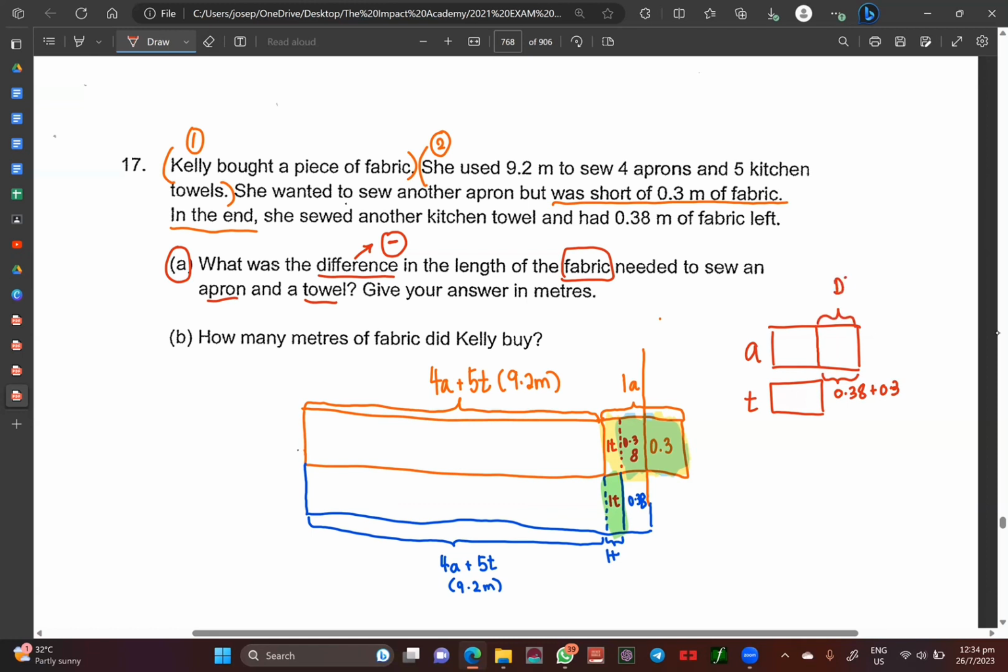So the question says difference. This is the difference. All right. So therefore, you simply do 0.38 plus 0.3 and you get 0.68 meters. All right. So the question says give your answers in meters. Your answer is already in meters. Make sense?